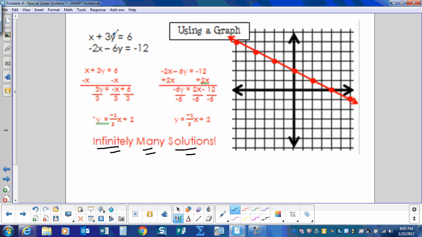So if we compare the two equations, I had a 1 and then a -2, a 3 and then a -6, and a 6 and a -2. So these equations are the same equation. The second one was just we took the first one and multiplied by a -2 to get the second equation.